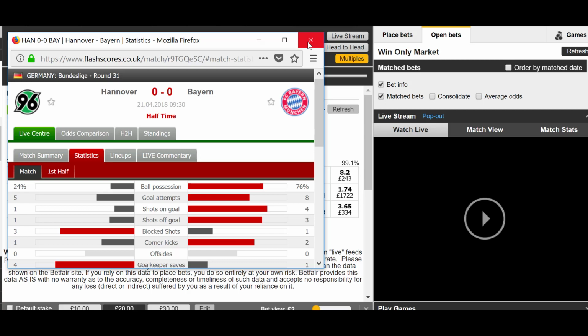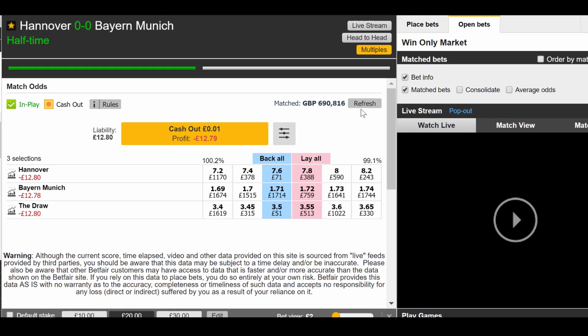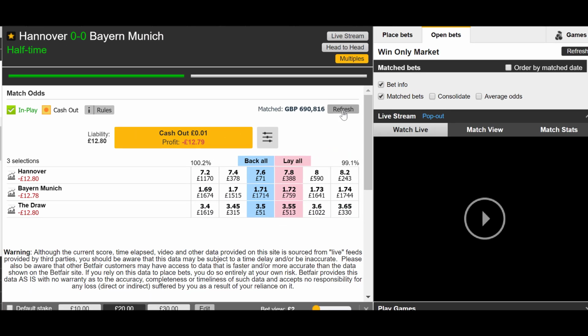But when you're using this strategy, you have to remain disciplined. So I have cashed out for a loss, which in this case is £12.78. So it's pretty much a 12 or 13% loss on your stake. So you have to be prepared for that. Sometimes it will be very frustrating.